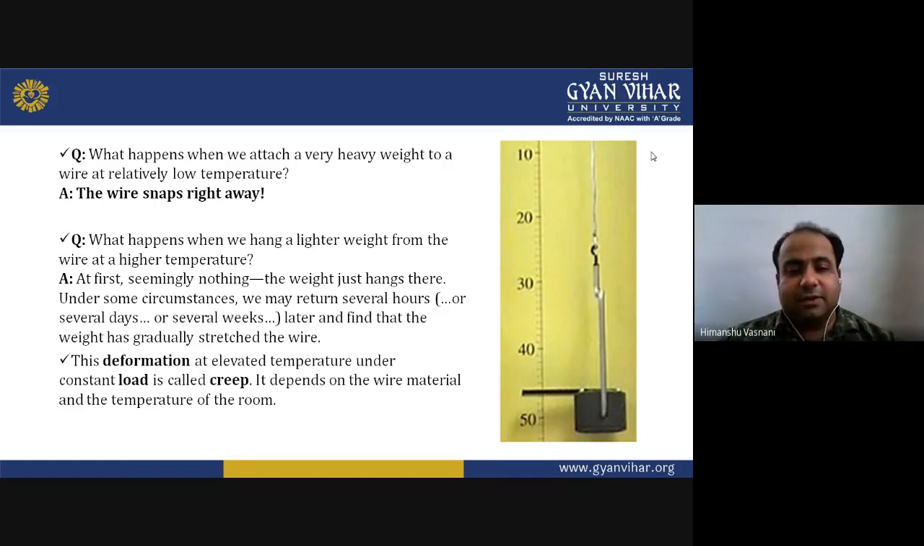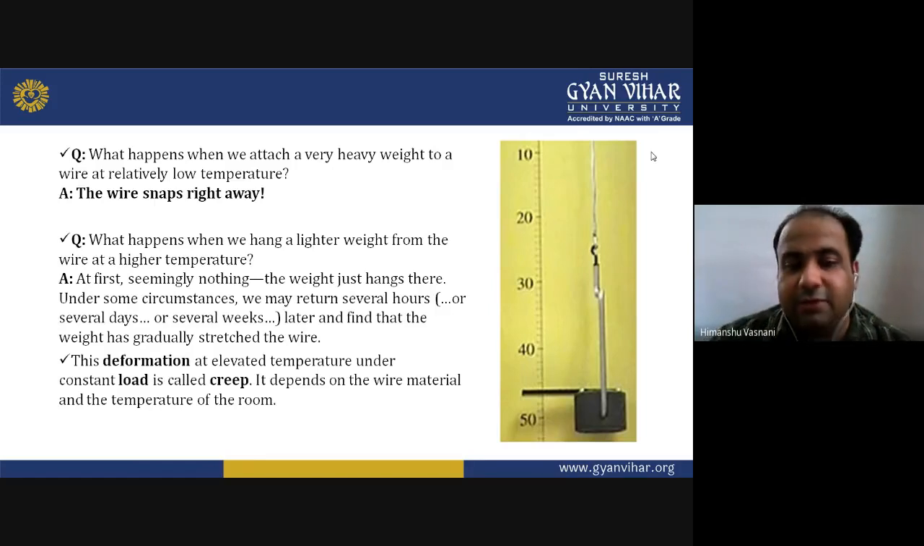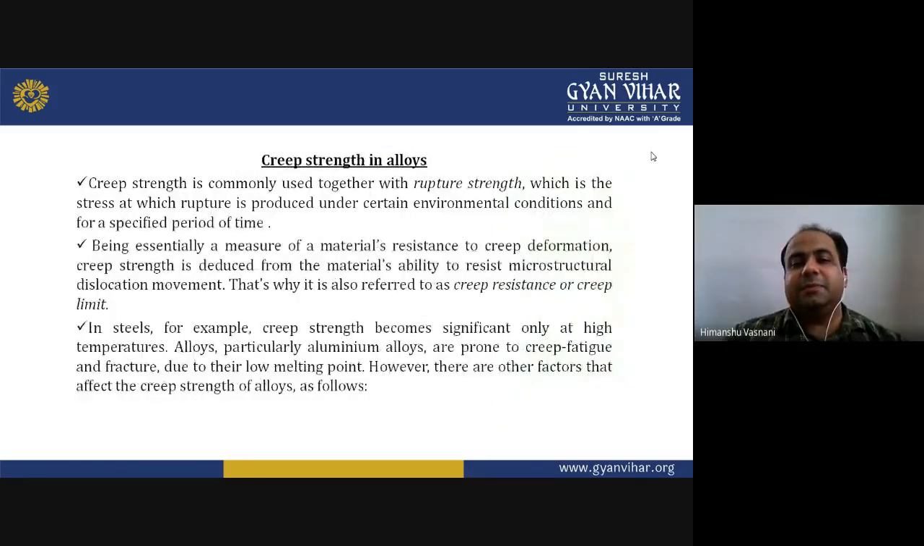This deformation at elevated temperature under constant load is called creep. It depends upon the wire material, the temperature, and the load. So here you see how the wire material and temperature are responsible for it. Then, creep strength in alloys.